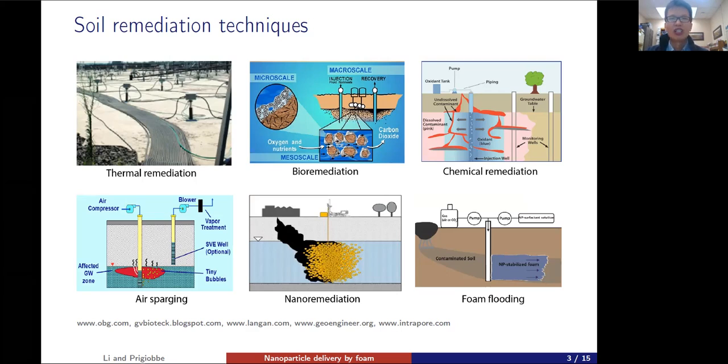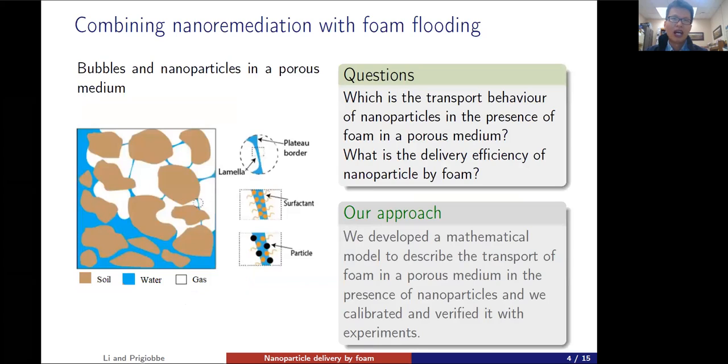Foam flooding developed for enhanced oil recovery has been proposed as a method to overcome soil heterogeneity while minimizing water consumption. If the foam is stabilized with nanoparticles, it could be combined with nanoremediation, allowing more efficient delivery of reactive nanoparticles. So in this presentation, I will talk about a novel process which consists in combining foam flooding with nanoremediation. The objective is to better control nanoparticle mobility due to the high foam viscosity, as well as reduce water consumption.